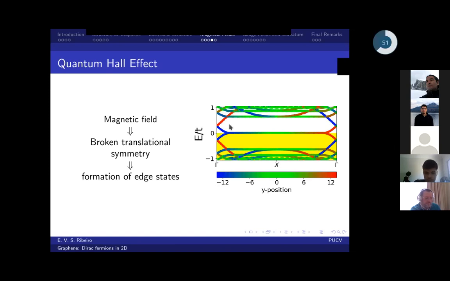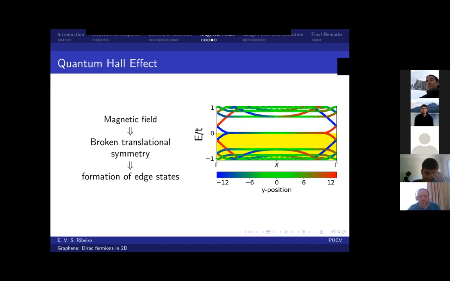So here, for example, I have a graphic of the Landau levels for a sheet of graphene that is infinite in the x direction and is finite in the y direction. And here the color is basically the projection in the sort of strip, or ribbon. Yes, ribbon, thanks. It's basically a ribbon of graphene that's infinite in one direction, and of course in the other it's finite.